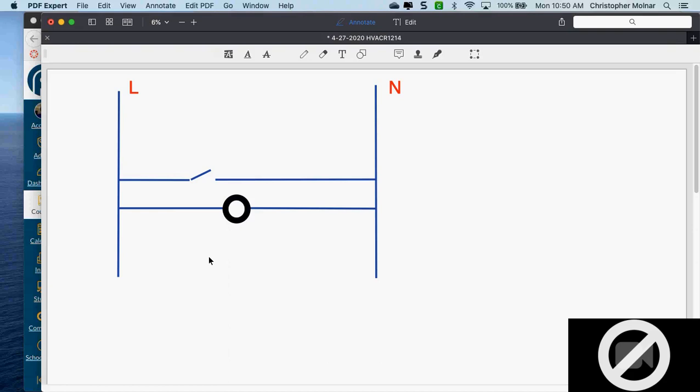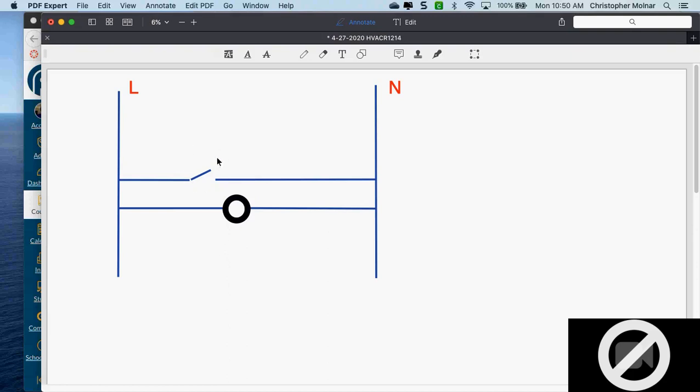Can anybody tell me what the problem with this schematic is? The switch won't control the light. Yeah, the switch won't control the light, but what's the bigger problem? No labels? Not a complete circuit. If I close the switch, what's going to happen? Nothing. Oh, something will happen. You'll have a direct short circuit.